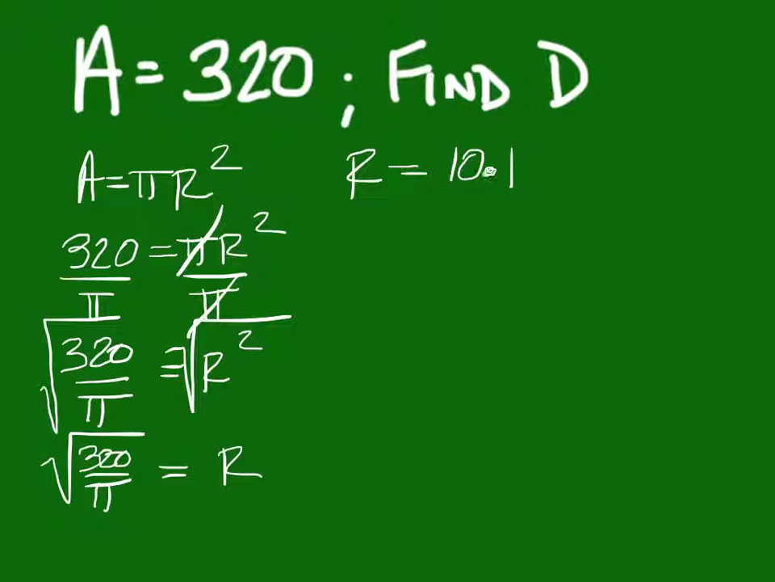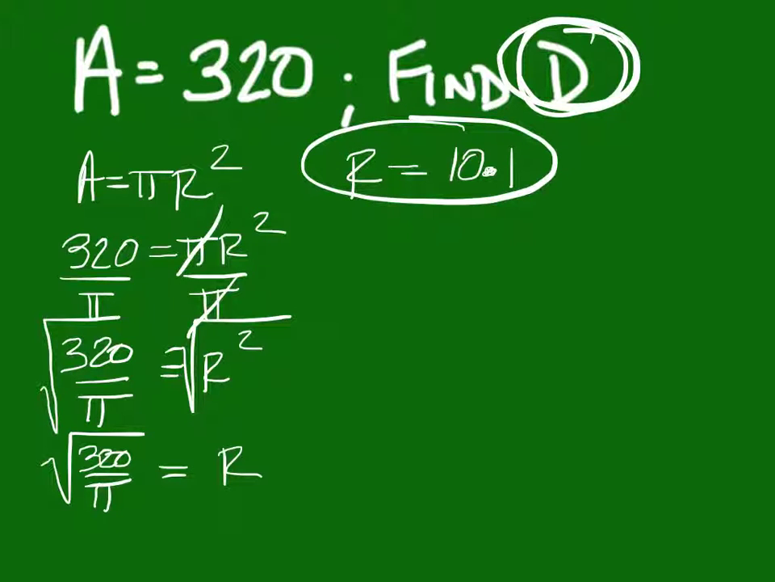Now that's just the value for r. What you're looking for is d. And d is twice the radius. So remember, on these problems, you must round to the tenths place first for r before you go find d. 10.1 times 2 is going to give us an answer of 20.2.